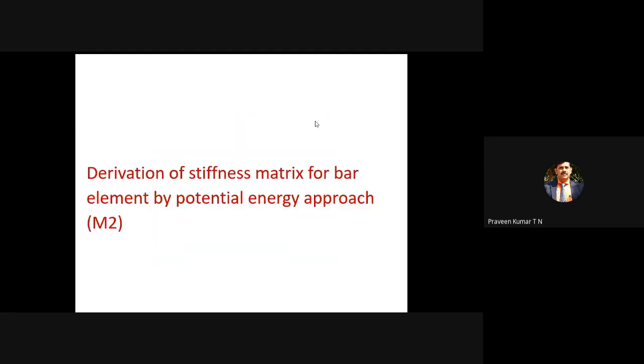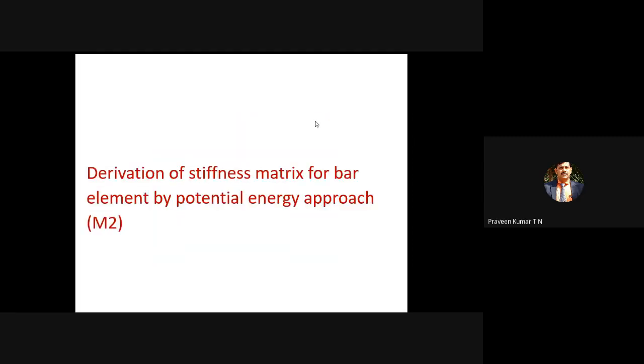So E by LE, direction cosine: minus LE, L, minus M, LM, multiplied by the element displacement vector. In the element displacement vector, you have to give the DOF according to the ith node and jth node. Then, as usual, you have to find out the displacement.